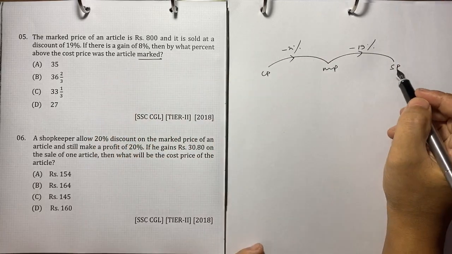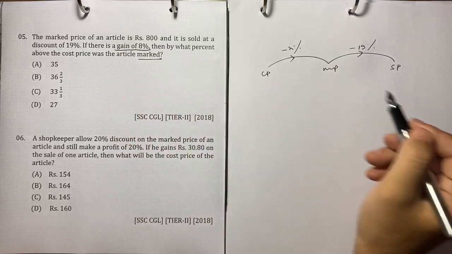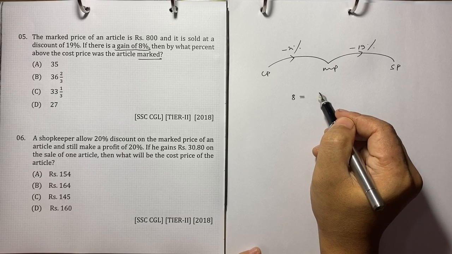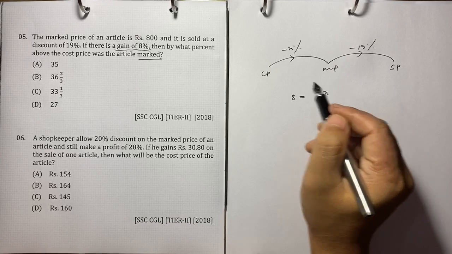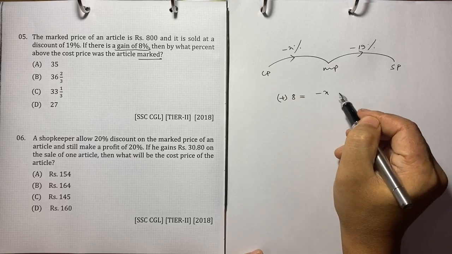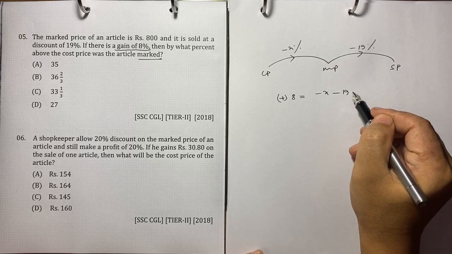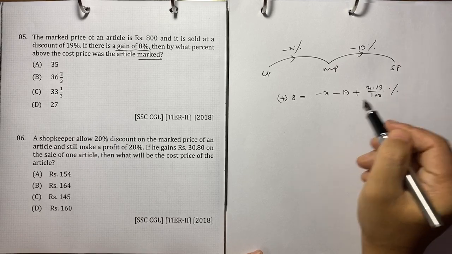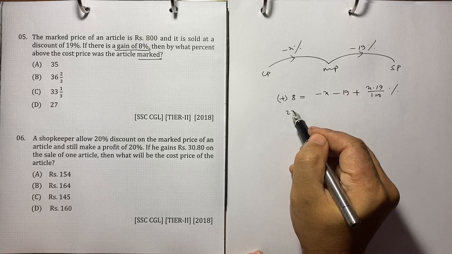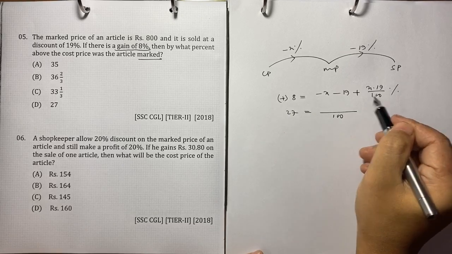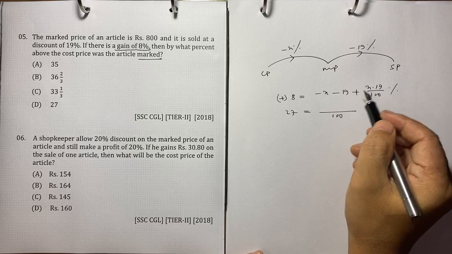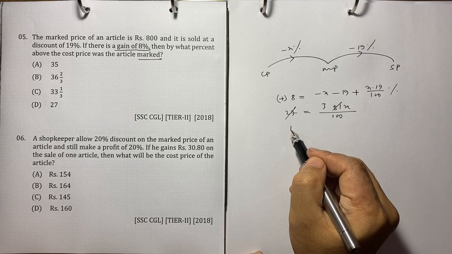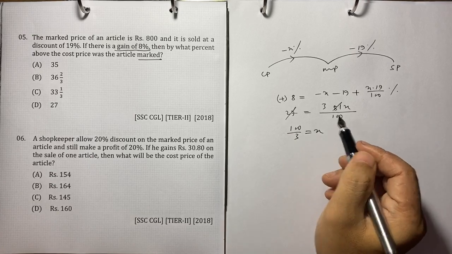Gain of 8%. Gain or profit, total percentage change. Total percentage change, 8 equal to x minus 19 minus x into 19 divided by 100%. So 27 equal to 100x minus 19x, 81x cancel, 3. So 100 divided by 3 equal to x. This will be 33 1 by 3%.